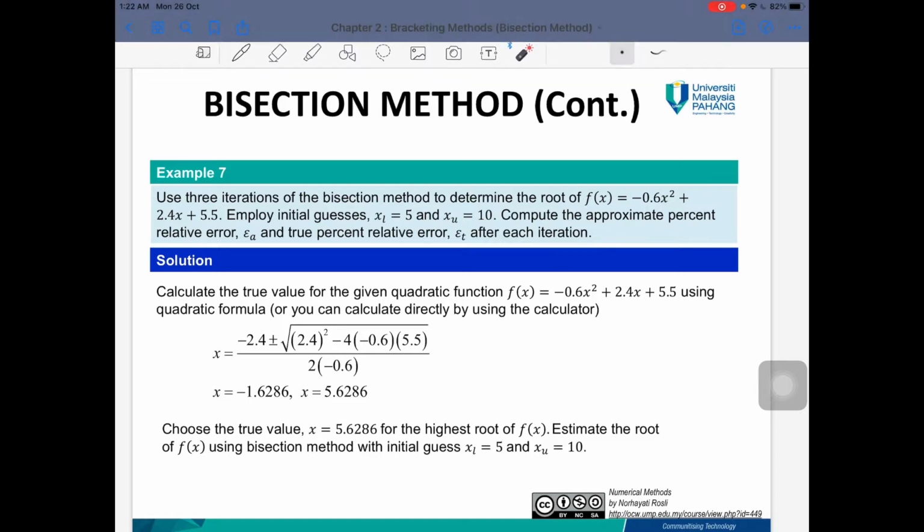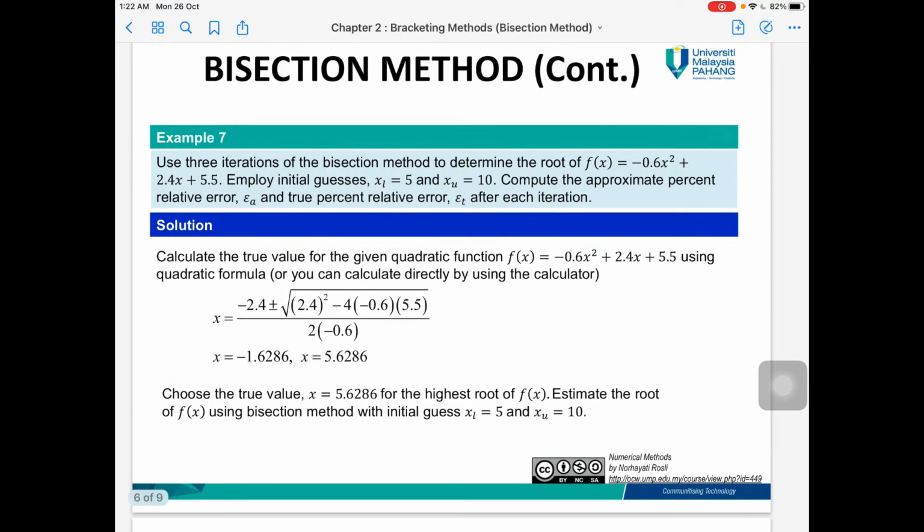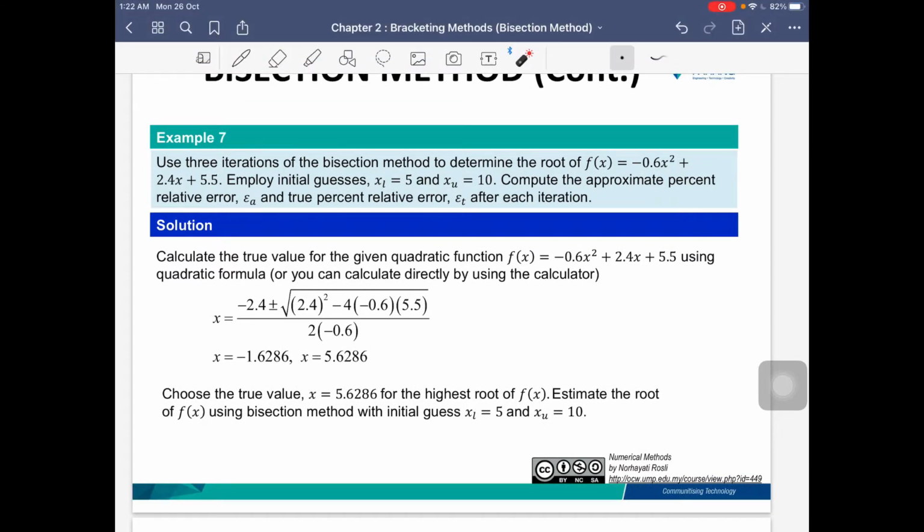So based on this example, you are asked to calculate the roots. You must estimate the roots, and then you must also calculate the true percent relative error, and you also need to calculate the approximate percent relative error. Since you are asked to calculate the true percent relative error, you must know the true value.